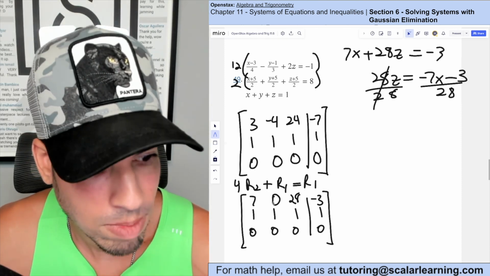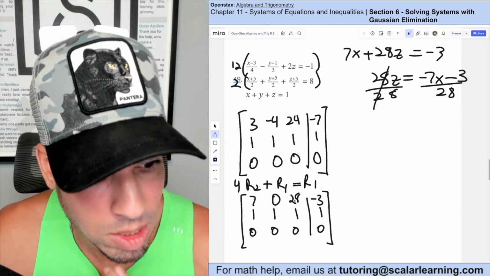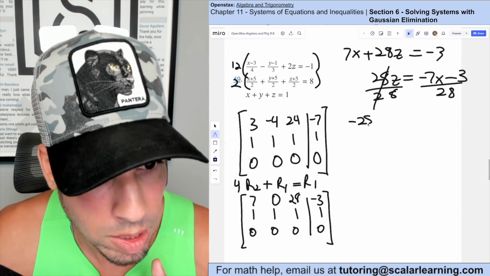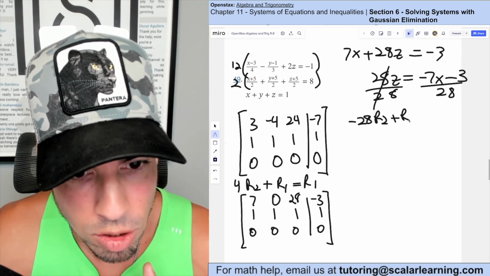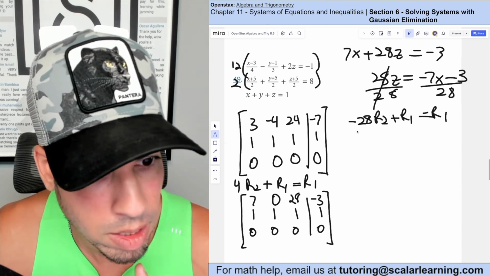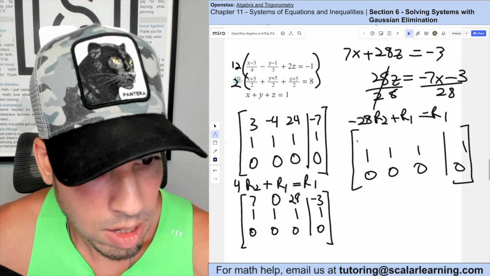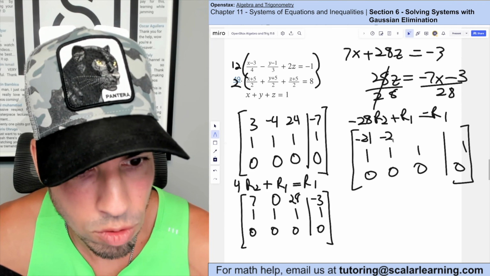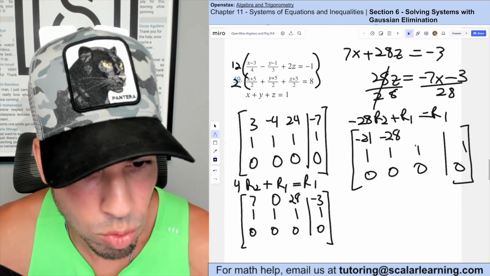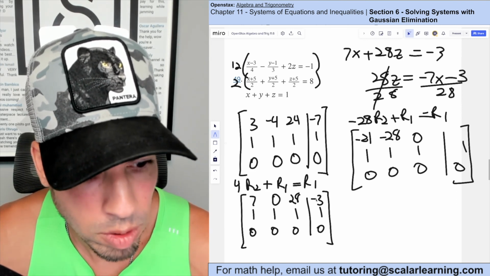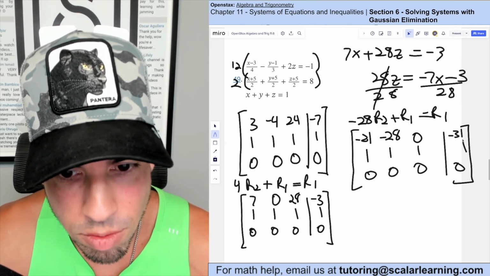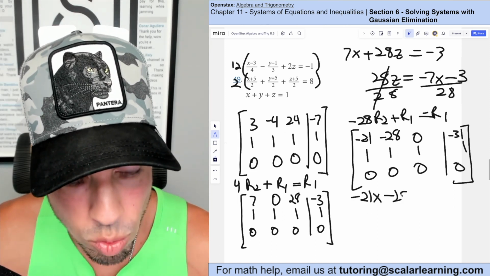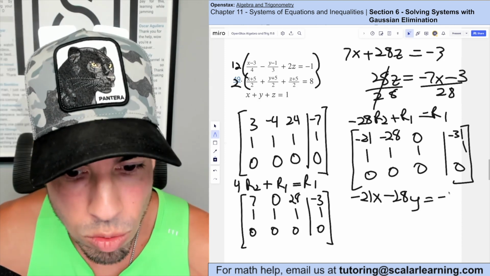Now I'm going to do the same thing, but I'm going to zero out the z value. So I got negative 28 times row 2 plus row 1 equals row 1. Let's write it out. Negative 28 plus 7 is negative 21. Negative 28 plus 0 is negative 28. Negative 28 plus 28 is 0. And then negative 28 plus negative 3 is negative 31. So then I have negative 21x minus 28y is equal to negative 31.